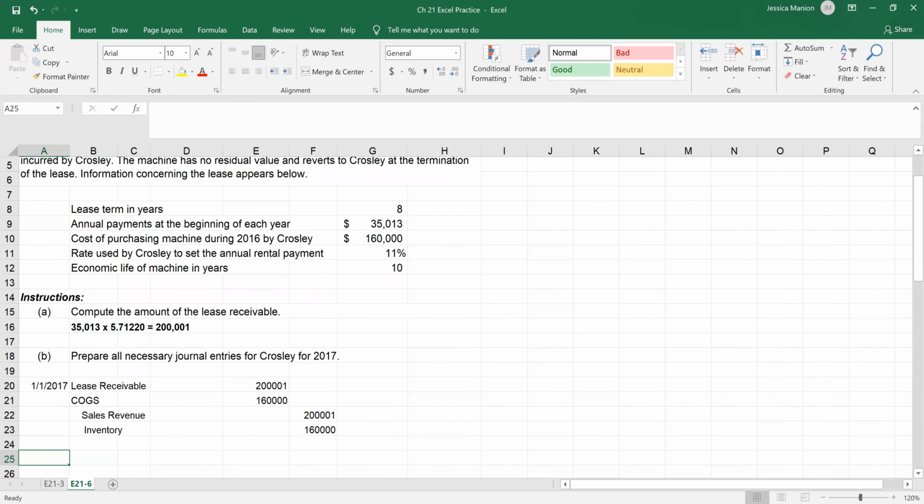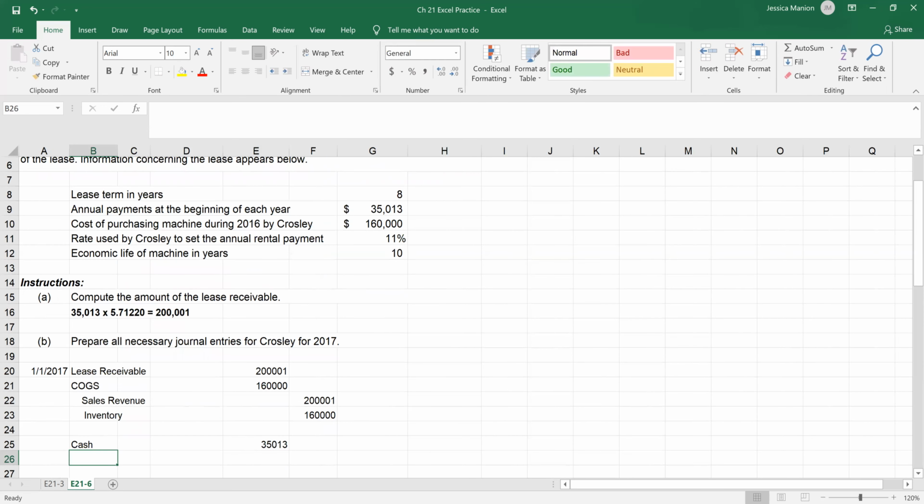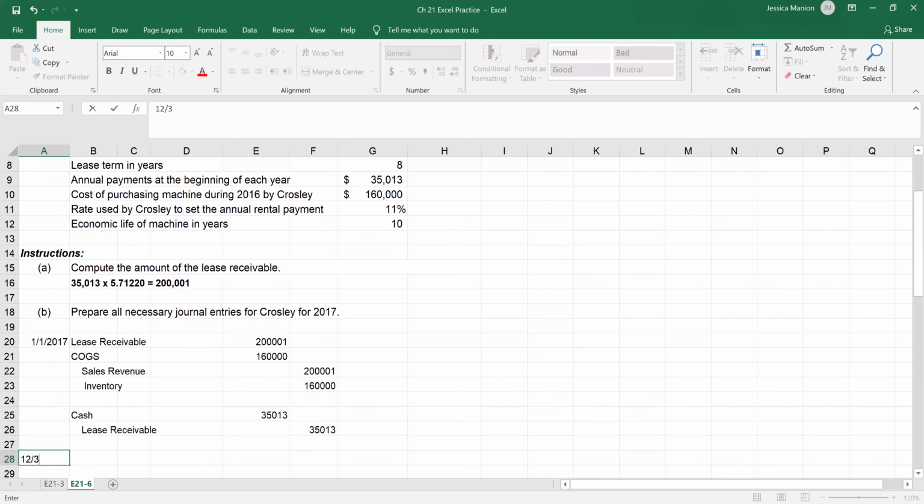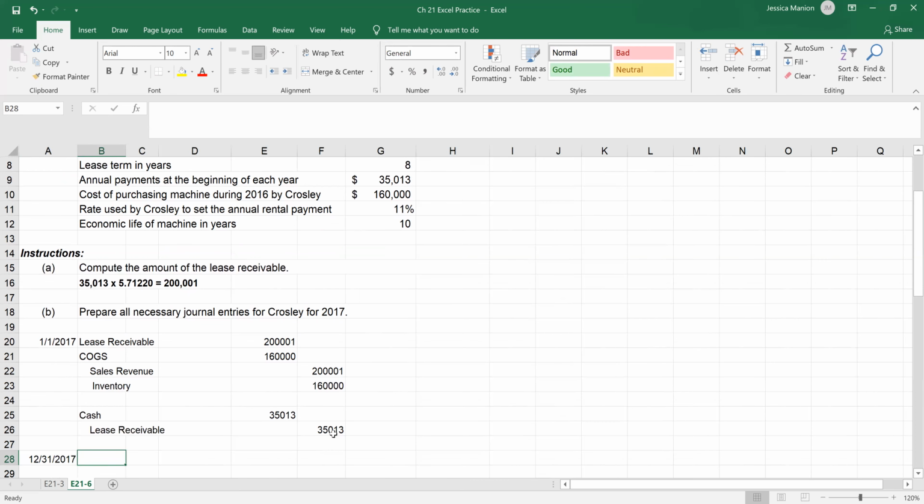And then remember, we have to also record their first payment. So that's a debit to cash 35,013, and then a credit to lease receivable 35,013. That is what that one would look like. All right. And so then at the end of 2017, we can record the interest.